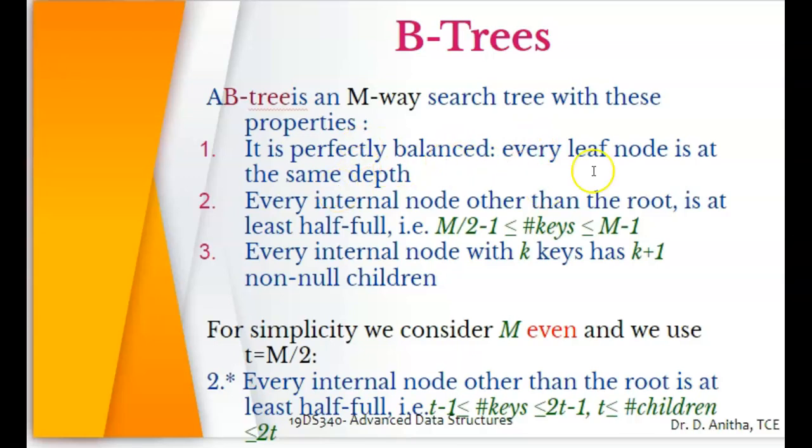It is perfectly balanced. Every leaf node is at the same depth and every internal node is at least half full. That is, if it is an M-way search tree, then the number of keys should be greater than or equal to m by 2 minus 1 and less than or equal to m minus 1. And every internal node with k keys should have k plus 1 non-null children. So with this understanding of the B tree characteristics, we shall move into deletion and its different cases.